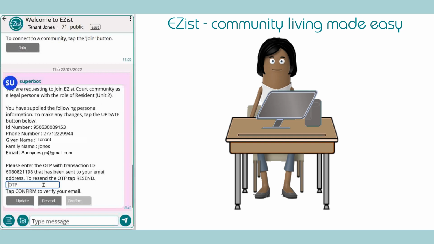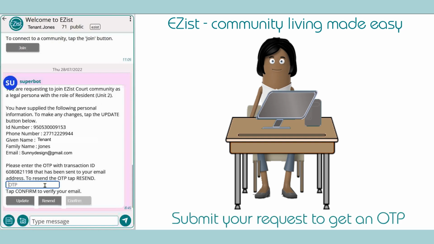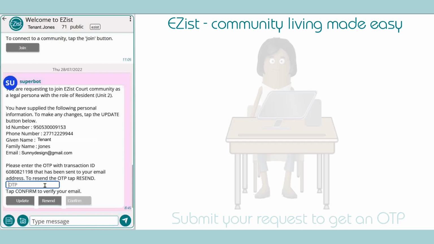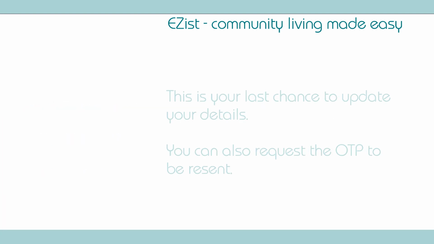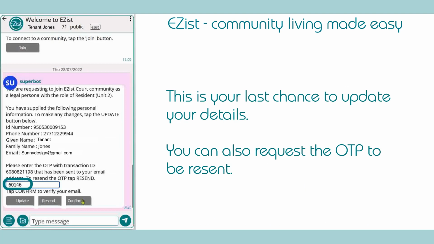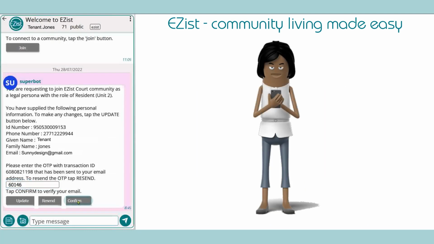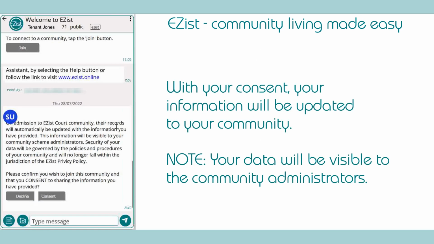Once you submit your information, you will receive an email with a one-time password. Copy and paste it into the EZist app. This is the last chance to check that your personal information is correct, and update it if required. Tap Confirm to submit the OTP. With your consent, the personal information provided will be shared with your community.